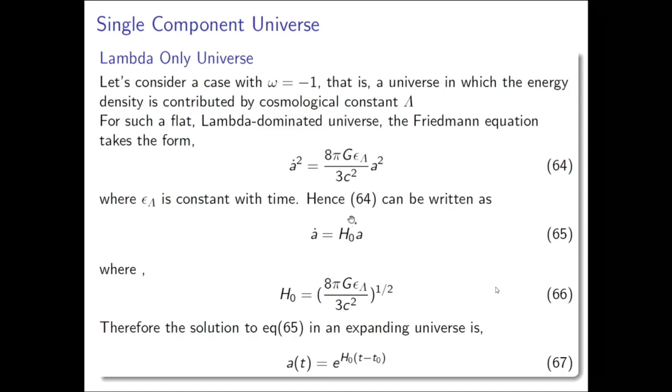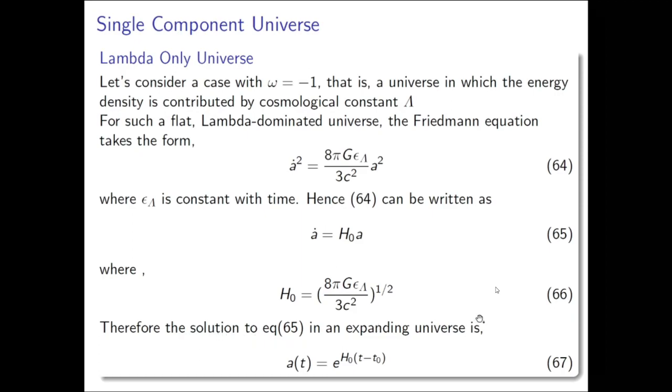You can just compress this whole term, because all of these are constants, into a Hubble's constant, and you have a dot is equal to H naught times a. So H naught is equal to the square root of 8 pi G epsilon lambda by 3c squared. So again, you have H naught is equal to a dot by a. That is again Hubble's law.